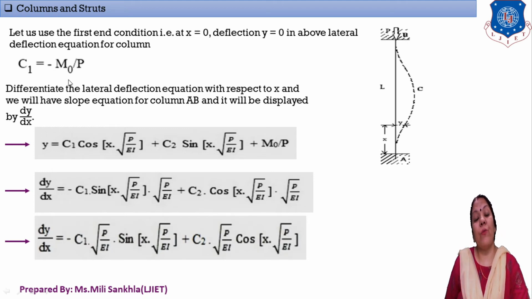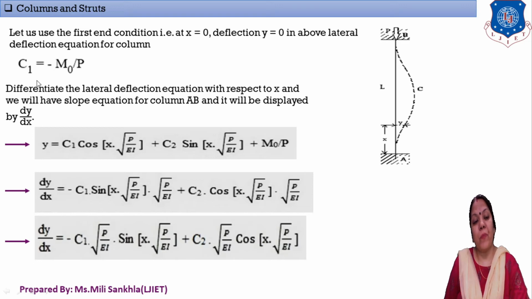Here we find out our first constant, that is C1. Now our differential equation is y = C1 cos(x√(P/EI)) + C2 sin(x√(P/EI)) + M0/P. We differentiate this equation with respect to x and then apply the boundary condition. Because here we found the first constant C1, now we find our second constant C2.